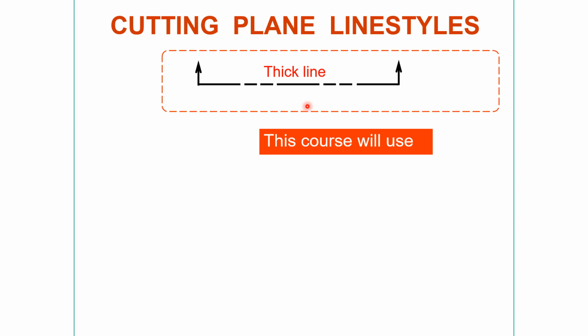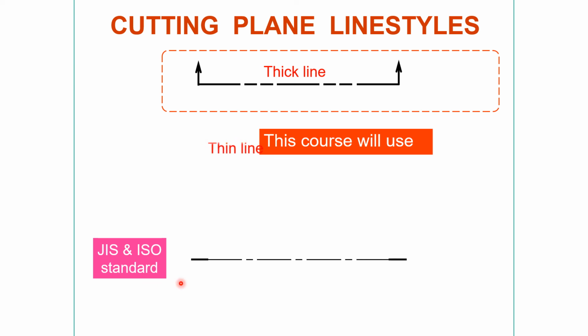In this course we will use this method, but there are also other methods, that is JIS, Japanese, and ISO standard. Solid lines at the ends, but a long dash, short dash, long dash, short dash is used for the section, for the cutting plane. And for the viewing direction, arrows are shown.